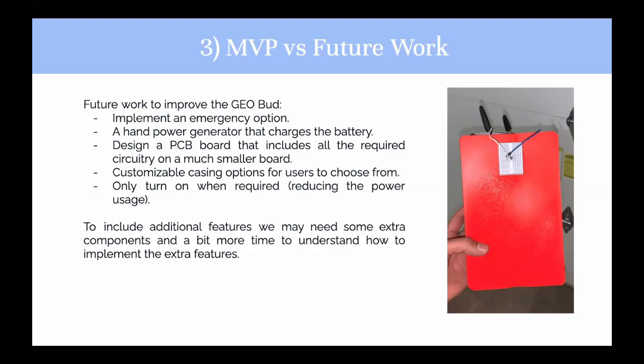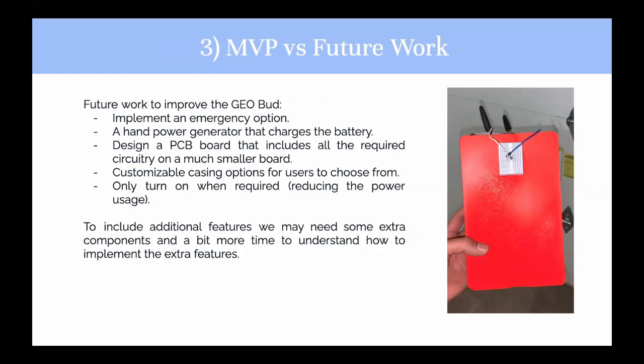Another thing we have is that instead of having separate components for the GPS being interfaced with the Arduino, we could design a PCB board that includes all of our required circuitry on a much smaller board. This would reduce the size of our casing and the internal hardware. Customizing casing options for a user to choose from is another thing that we want to improve on. This would be beneficial if this product were to be sold in the market.